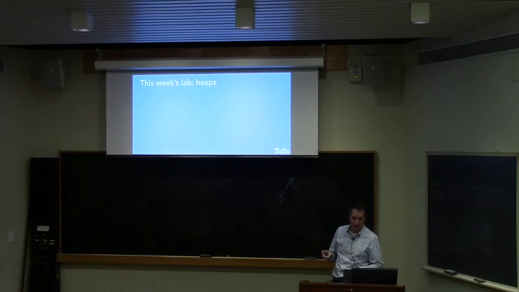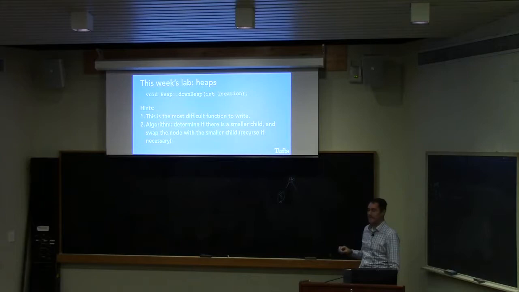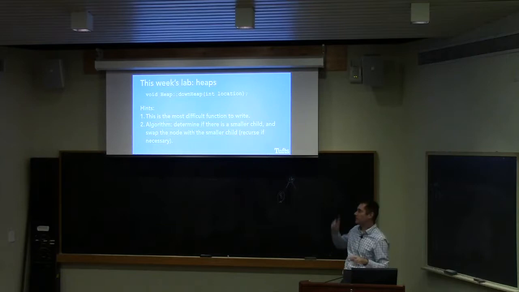Remove min, we talked about. Remove the last item, put it at the new position. And then down heap, we talked about this one too. In here, I say determine if there's a smaller child. In the algorithm, you'll see you don't really have to determine that except on the fly. There's a very good way of doing it that I've showed you in the pre-lab.